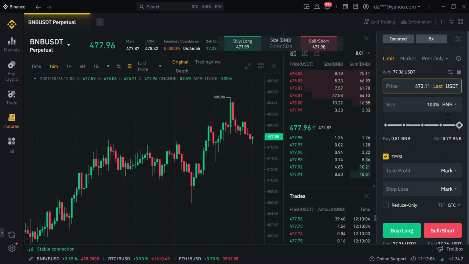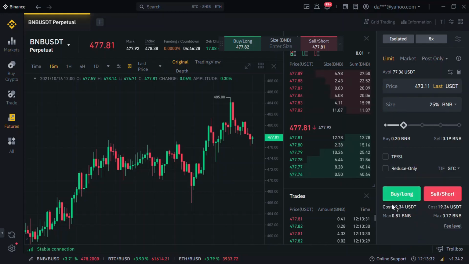Let me just use 25%. So size here is 25%, which is like 0.20. That means I'll be buying 0.20 worth of BNB at 473, and then I go long. Let me toggle that off. Now you can see it will cost me 19.34 USDT. So if I go long here, you can see order submitted.